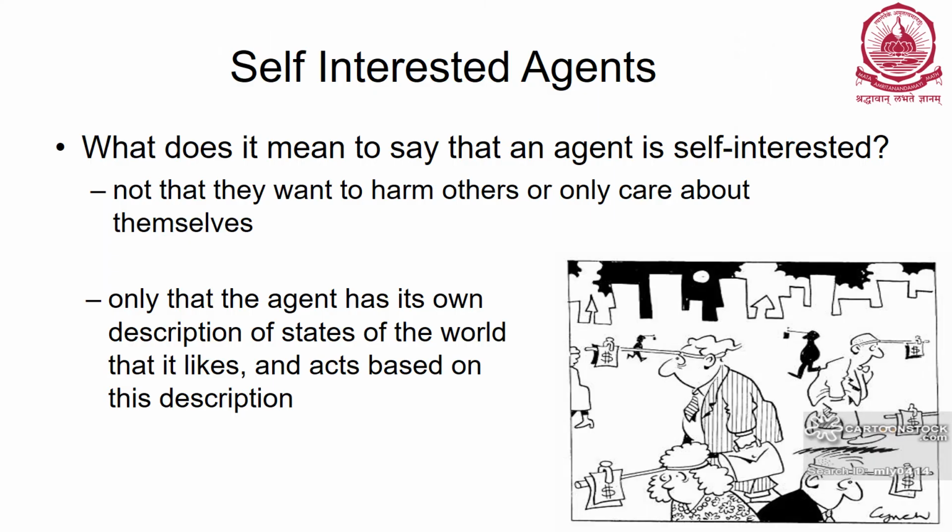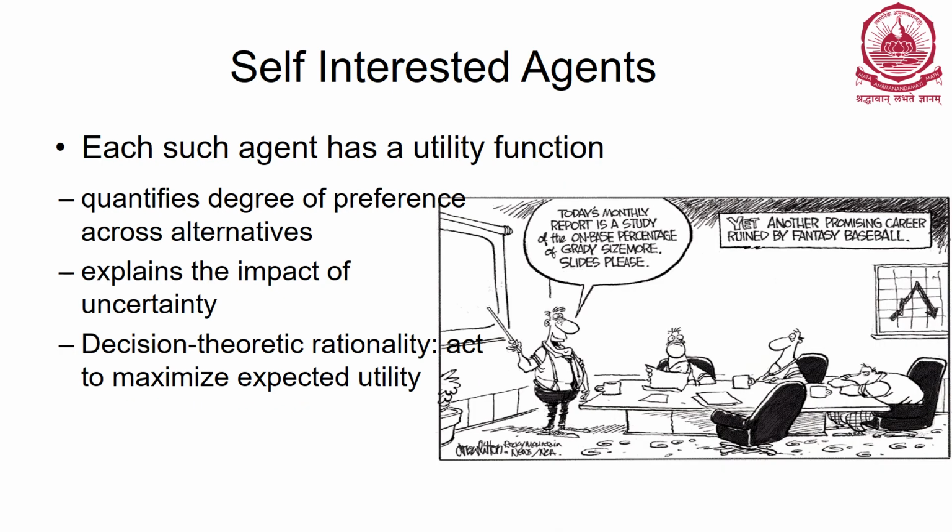So, having seen different types of games, let's start. What does it mean to say that an agent is self-interested? Self-interested does not mean they want to harm others, but just that they only care about themselves. The agent has its own description of states of the world and acts based on this description. Each such agent has a utility function which quantifies the degree of preference across different alternatives. It explains the impact of uncertainty, and decision-theoretic rationality is to act to maximize expected utility.